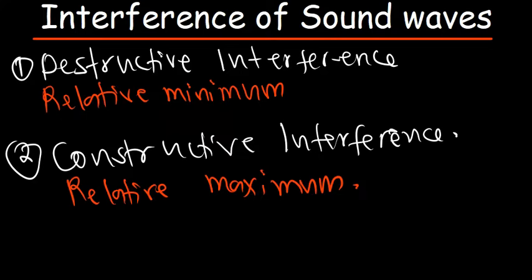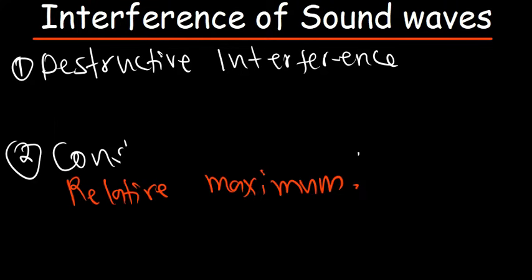Now we are saying that if we have two waves and those two waves interact, they are going to interfere with each other. So it can either form a destructive interference or constructive interference. So let's begin our discussion with destructive interference. So what is destructive interference?